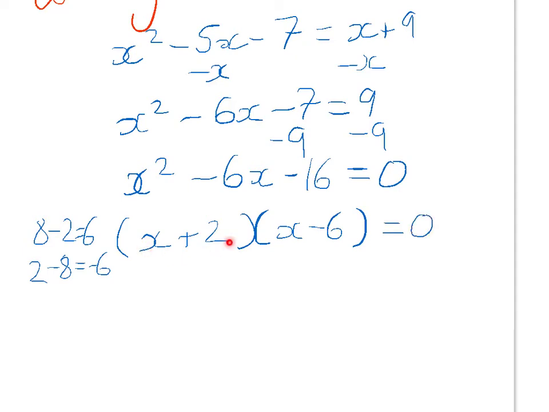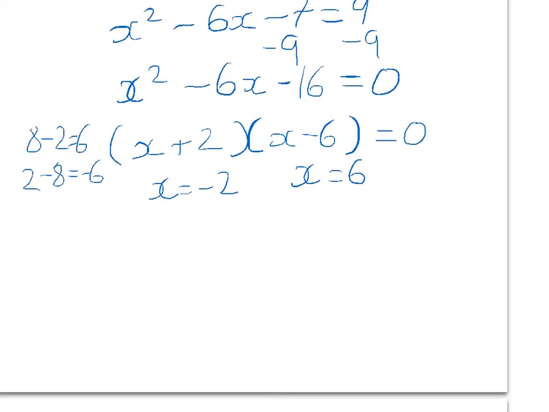Now, what value makes this bracket equal to 0? Well, that is minus 2. And what value makes this equal to 0? Well, that's 6. So, next step.